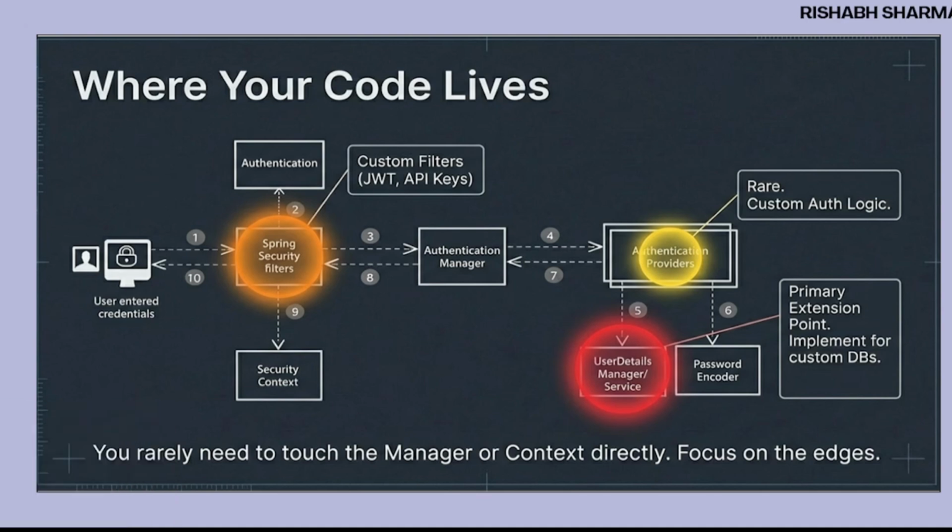If we are building stateless systems like microservices using JWT, this is the primary customization point, the Spring Security filter. You typically extend OncePerRequestFilter, extract the token, validate the token, and set the authentication in the security context. So this is where we mostly touch or customize the code.